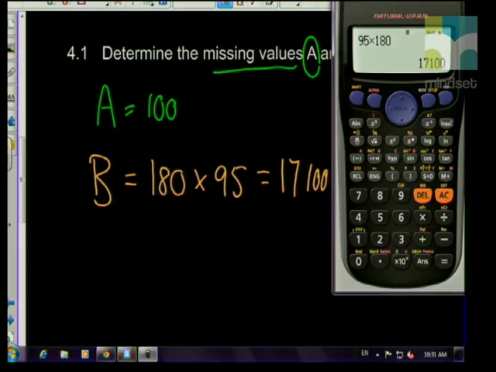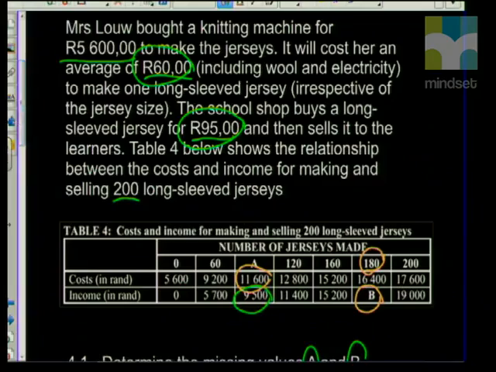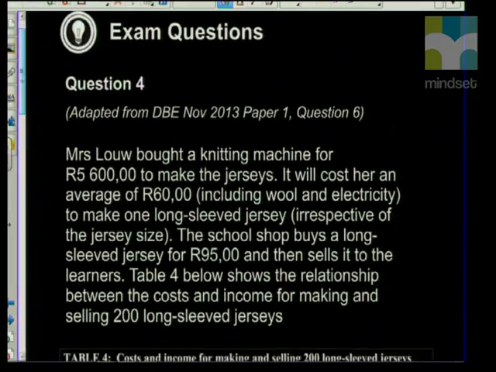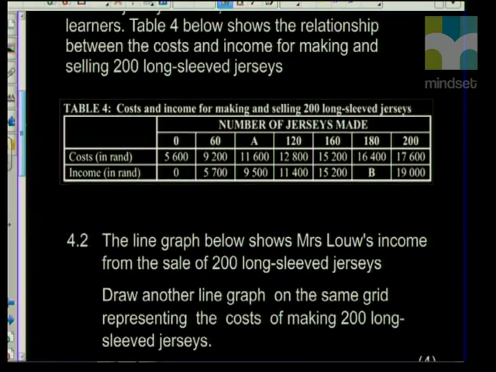Okay, now those were straightforward, and I hope you can see that you can interpret from the table the given amount of information, and you can complete the table quite quickly. Now, the next part of the question says that we've been given a line graph. The line graph below shows Mrs. Lowe's income from the sale of different amounts of jerseys, and it asks you to draw another line on the same grid representing the costs of making the jerseys.